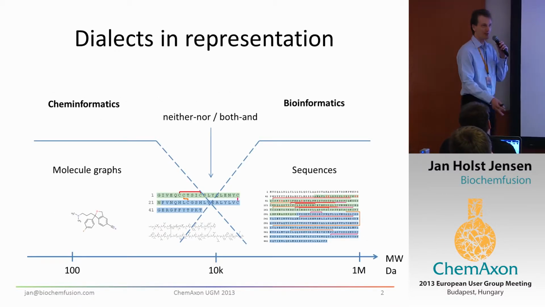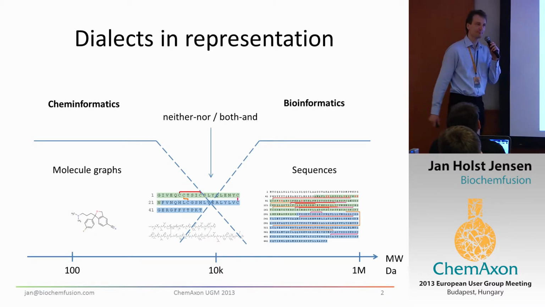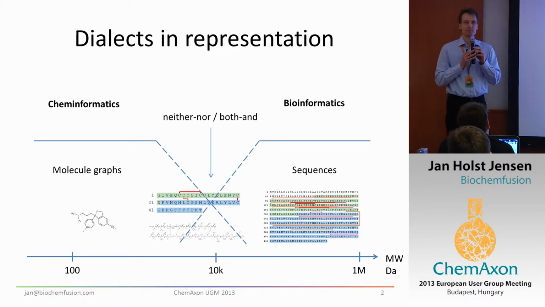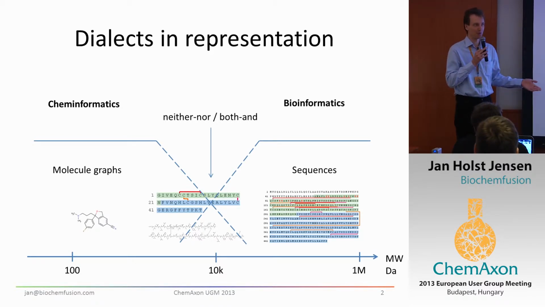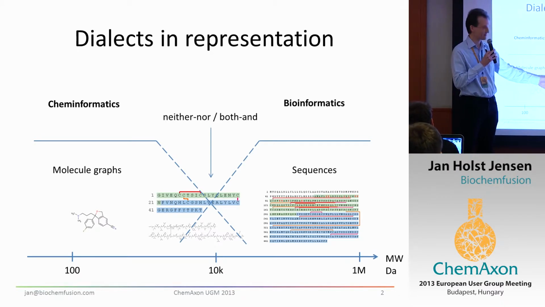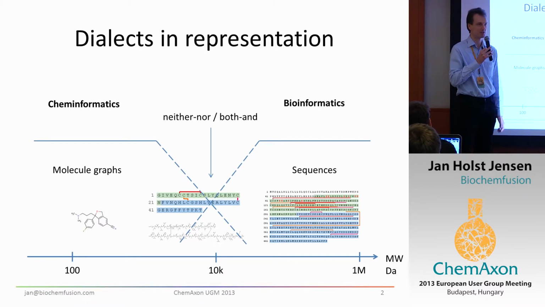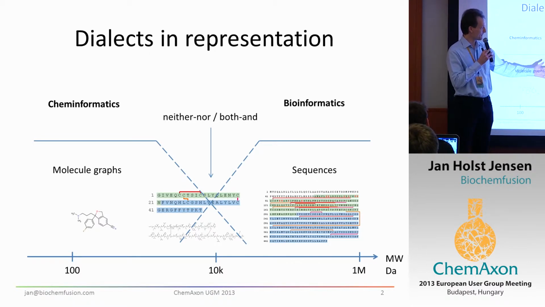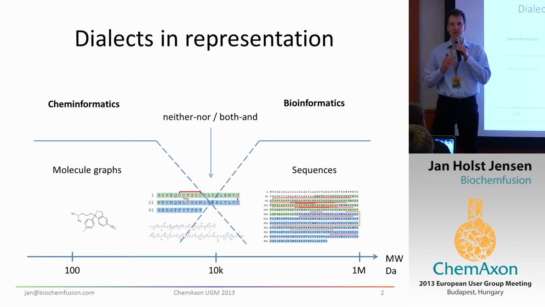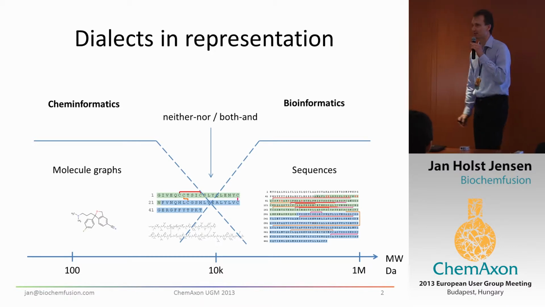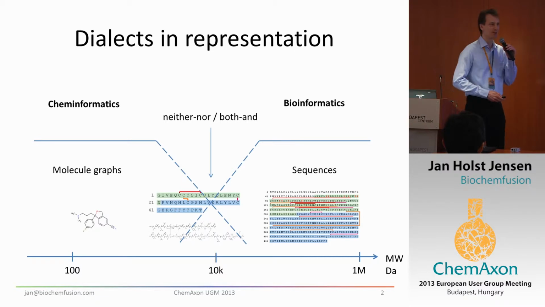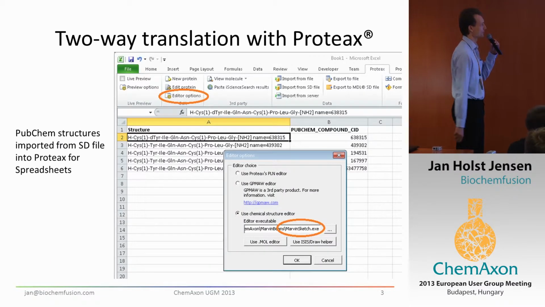Because if you have small molecules, you may use a connection table. And if you have large molecules, you may say, okay, I'll use sequences. But in a lot of cases, you want to actually use both. Because those compounds in the mid-size range, you may want to look at them either as sequences or as structures. And you may have post-translational or chemical modifications inside your sequence. And you want to see the chemistry of that and be able to search that. And that's what Biochemfusion's Proteax tool does for you.